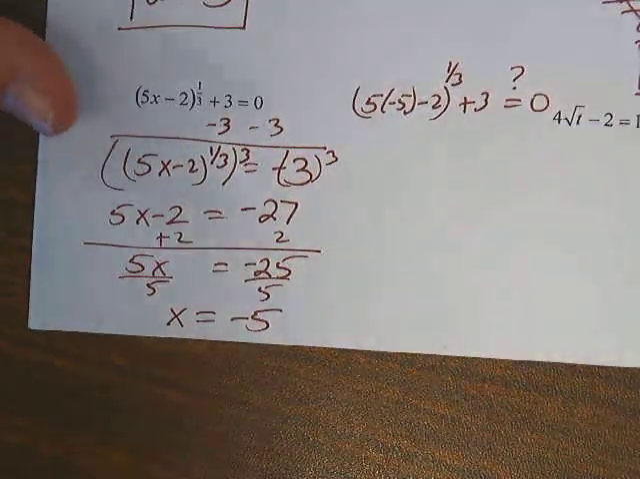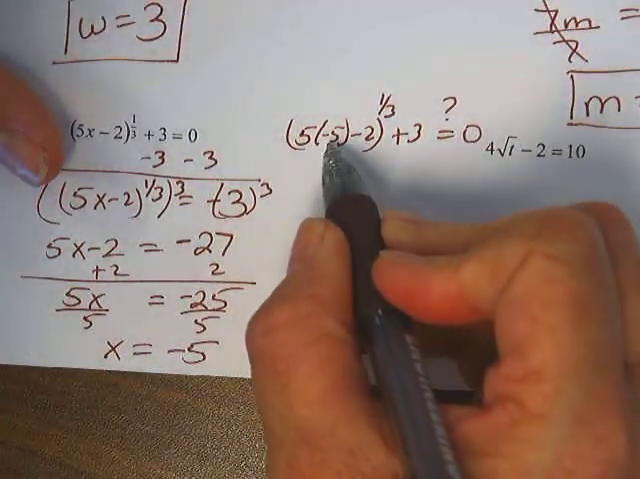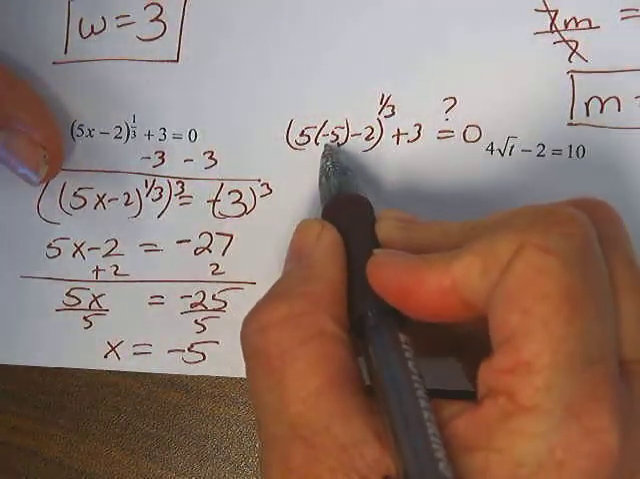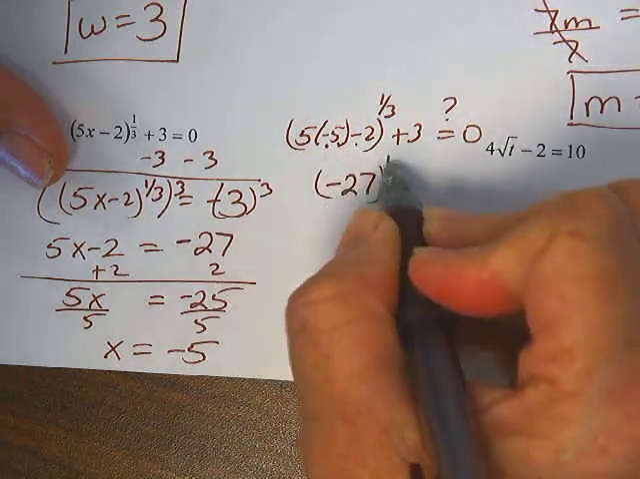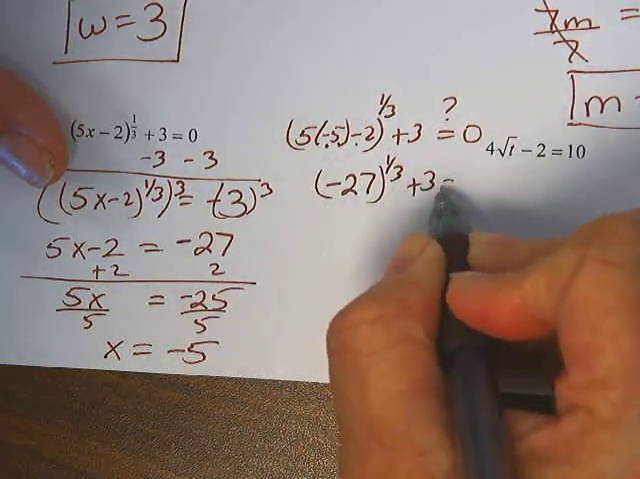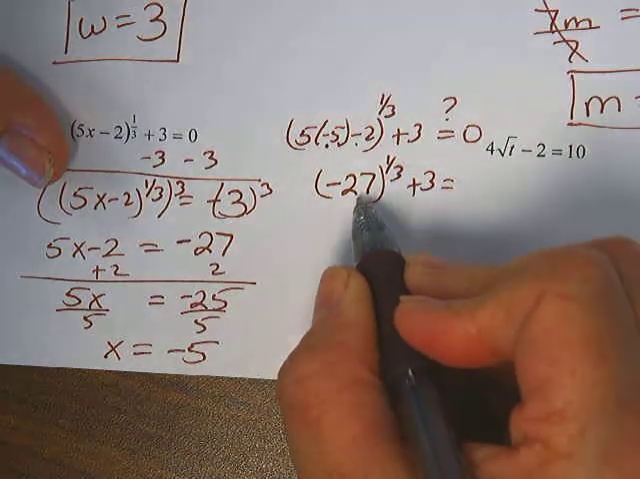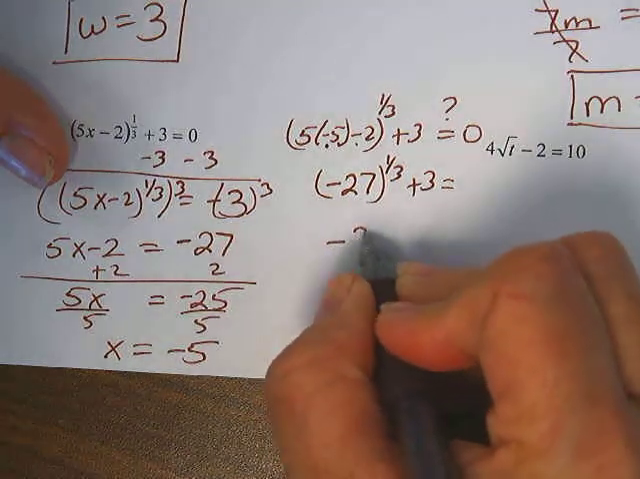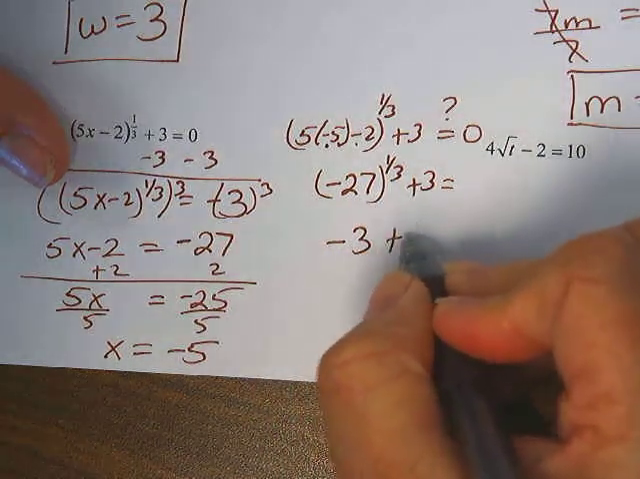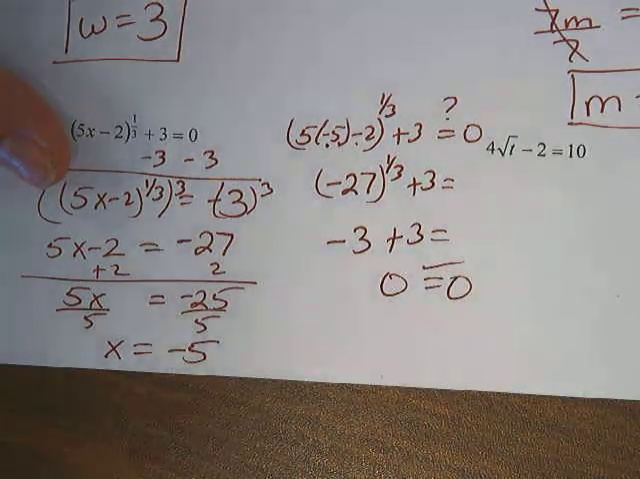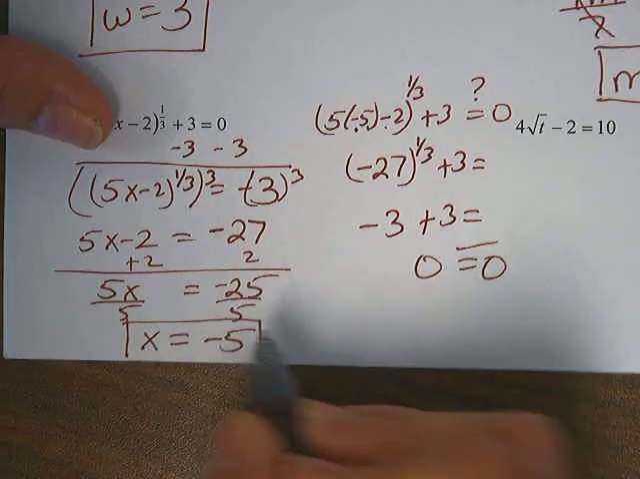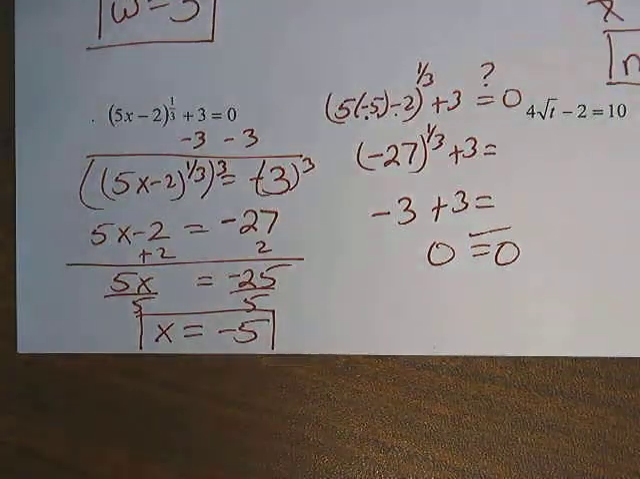Oops, let's make it so you can see. 5 times negative 5 is negative 25, minus 2 is negative 27, to the 1/3. The cubed root of negative 27 is negative 3, so negative 3 plus 3 is 0. So 0 does equal 0, so x equals negative 5 is my solution to that problem.